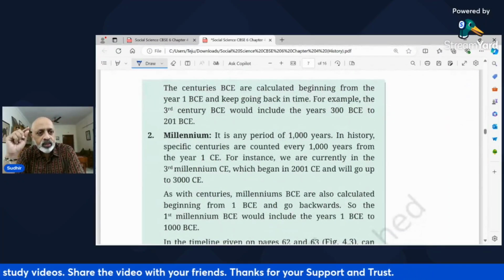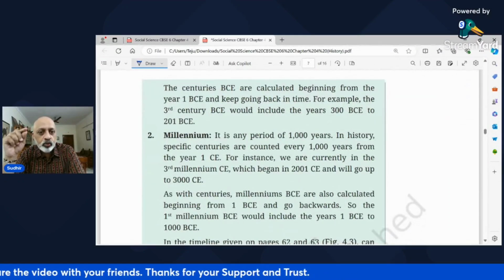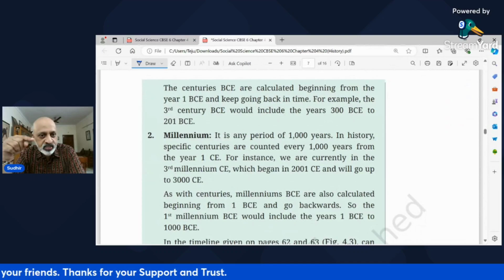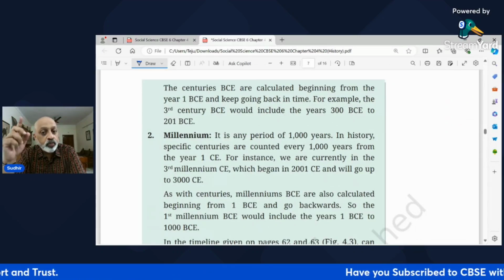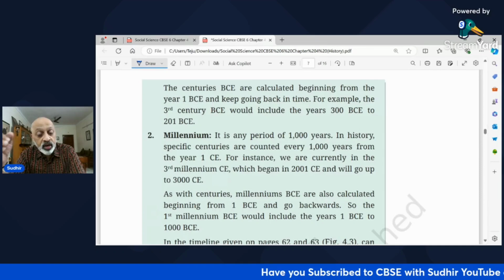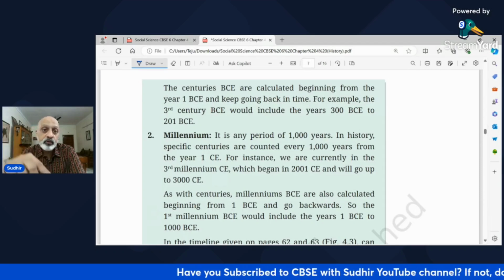So the centuries BCE are calculated beginning from the year 1 BCE and going back in time. So 3rd century BCE would mean 300 to 201 before Christ.